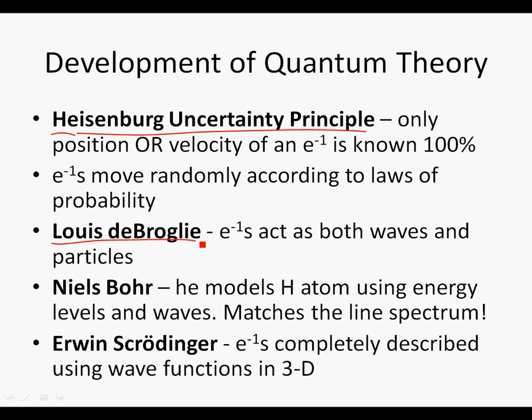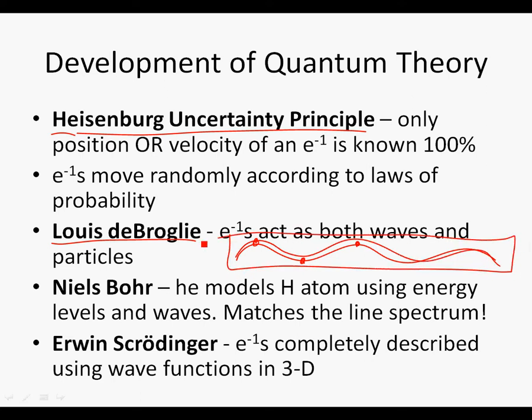So since an electron is a wave, well, what part of a wave is the wave? You can't say that part's the wave, or that part's the wave. It's really the whole thing that's the wave. And since the whole thing's the wave, the electron is spread out all around the atom all at one time. It's not in one little spot circling around the nucleus.